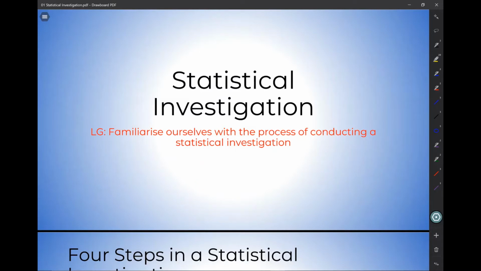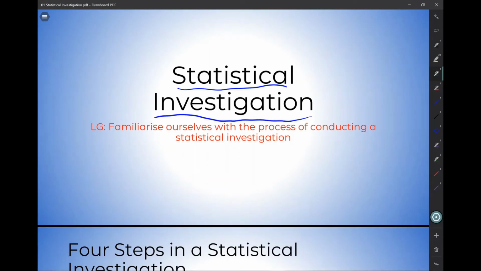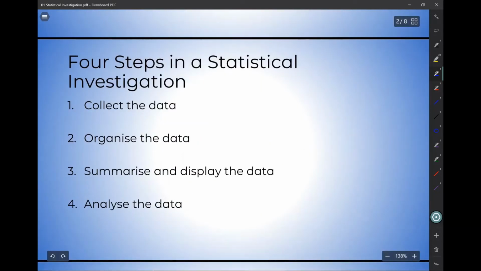So what this chapter, the exercise, in our textbook does is it basically just goes over the process of statistical investigation and then talks about a few issues with statistical investigation. So what we're going to go through today is just the overview of the process of conducting a statistical investigation. There are 4 steps: collecting the data, organizing the data, summarize and display the data, and analyze the data.